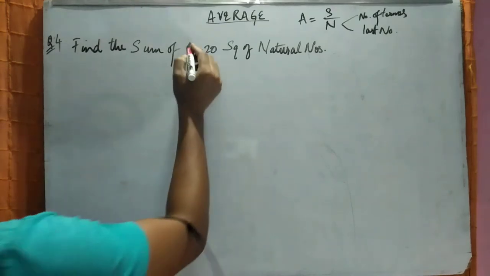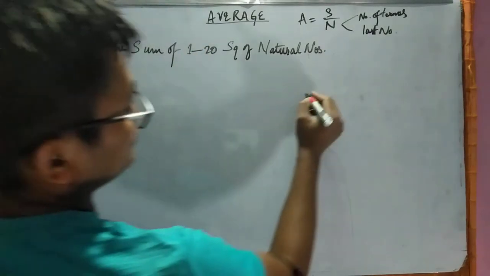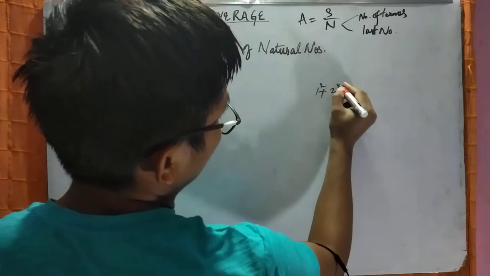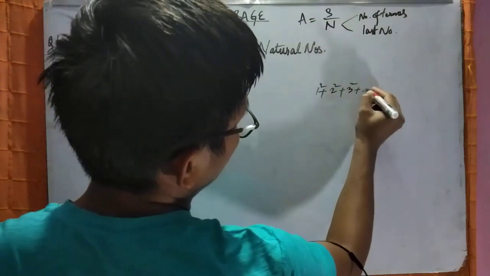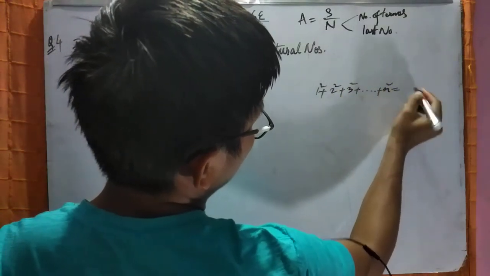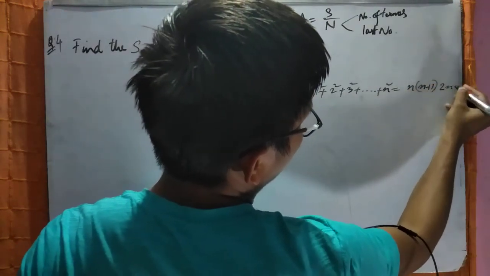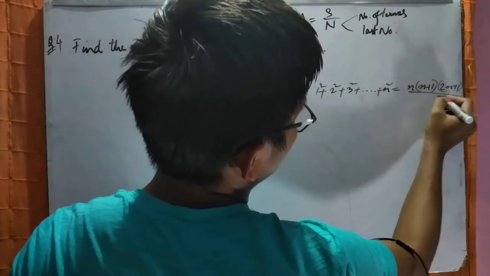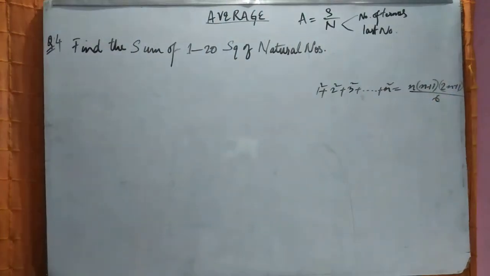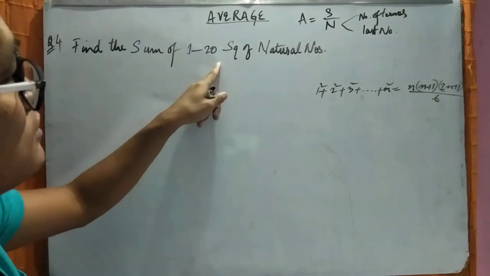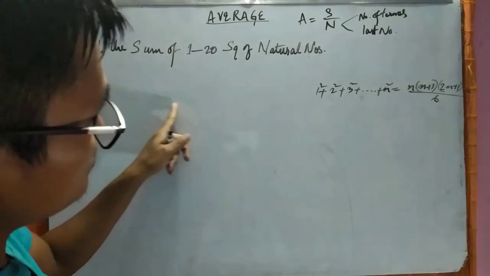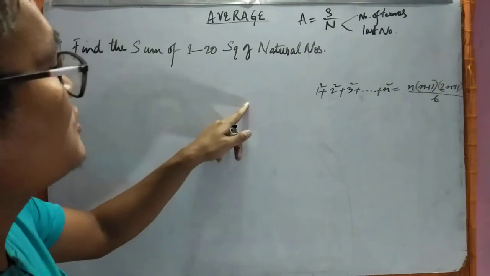Find the sum of 1 to 20 squares of natural numbers. The formula for the sum of squares of natural numbers is N times N plus 1 times 2N plus 1 divided by 6. The formula changes here: 1 up to 20, the natural numbers are consecutive, so it is a series.